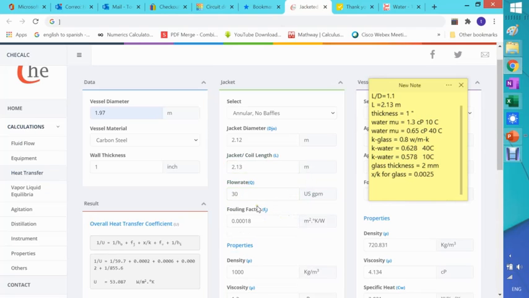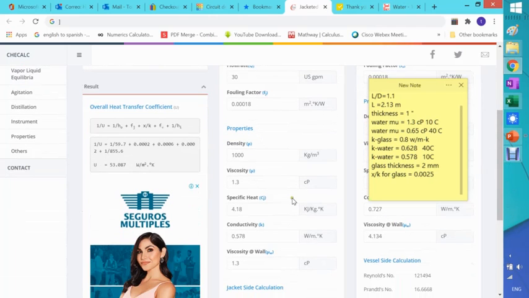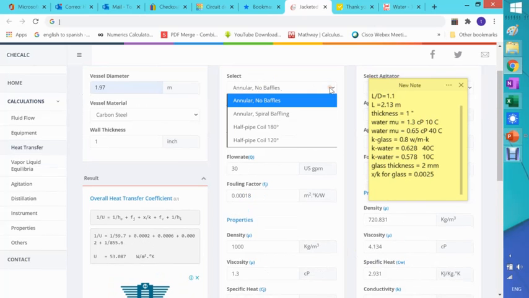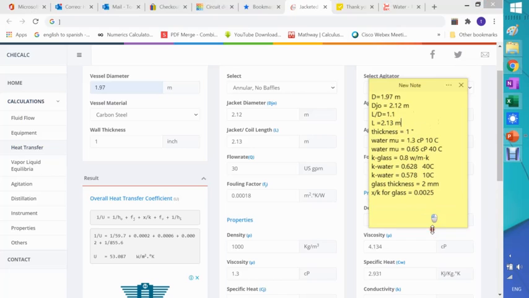That will do. Oops, I thought that I changed this to 30. Now it is. Okay, so that's the flow rate, 30 gallons per minute. Fouling, I leave the default value. The density 1,000. Viscosity 1.3 at 10 degrees. Thermal conductivity 0.578. 1.3 at the wall. I think that I got everything that I need. Again, checking annular, no baffles, good. The outside jacket diameter. Let's see if I got all here. Yeah, 2.12, and the length 2.13.